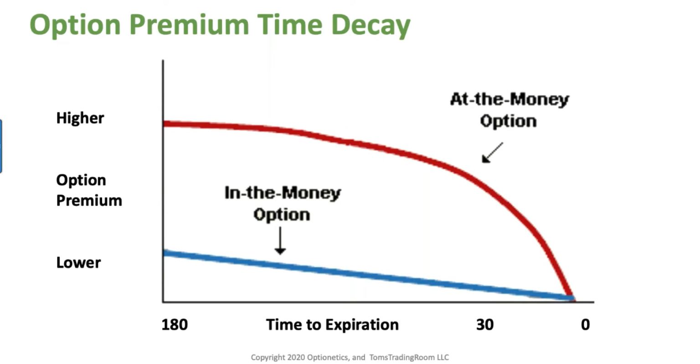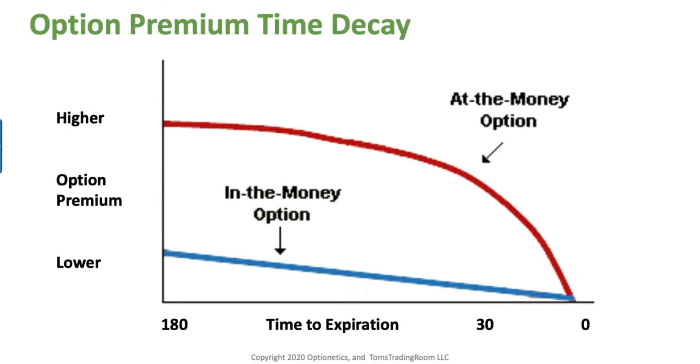Now that's with at the money options. Take a look at in the money options. In the money options actually have lower time decay. And that's because they are a mixture of real value and time value. So I don't want to get too deep into this, but let me tell you what I like to do. I like to be a buyer in a lot of cases of in the money options, and I like to be a seller of at the money.